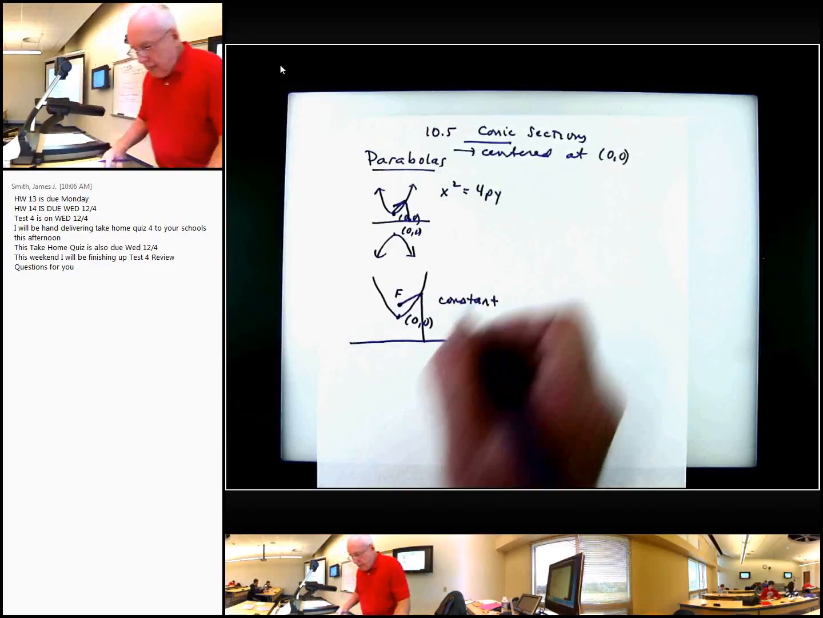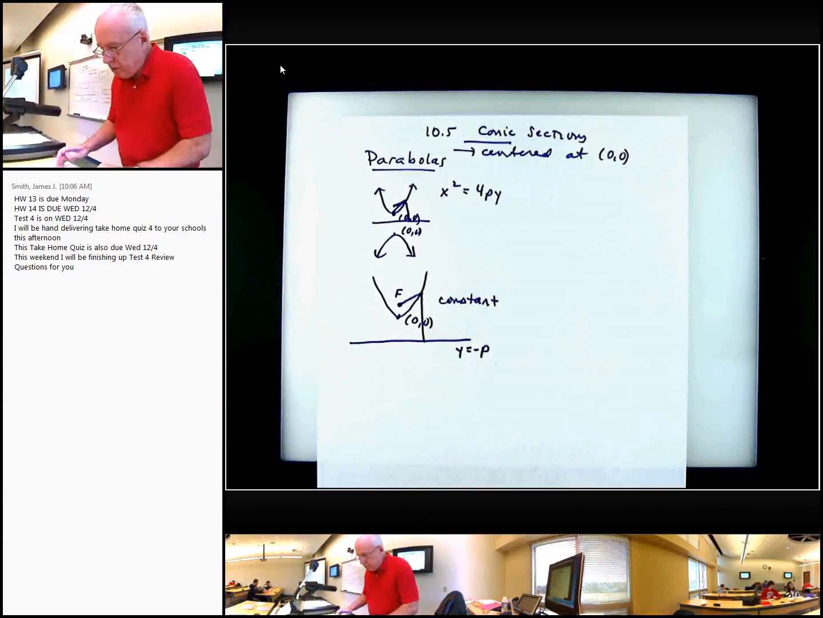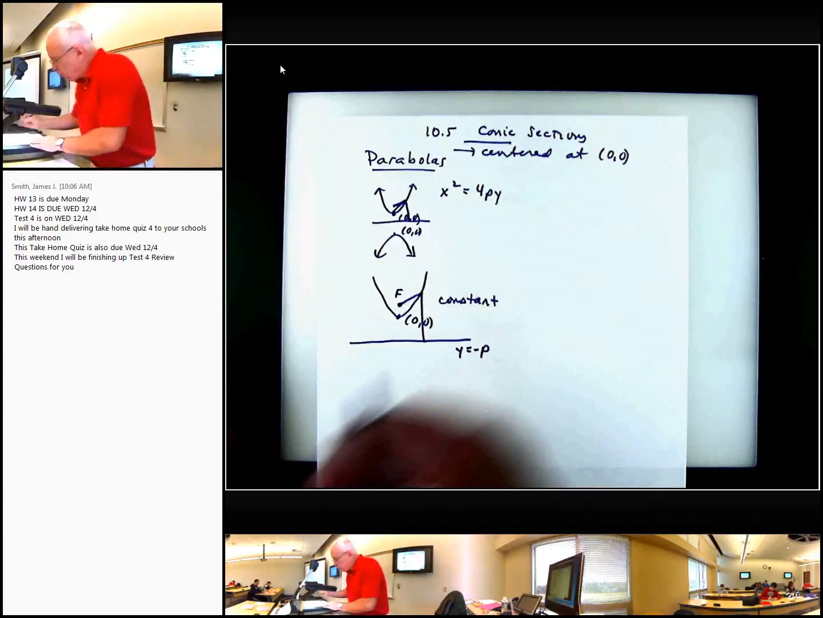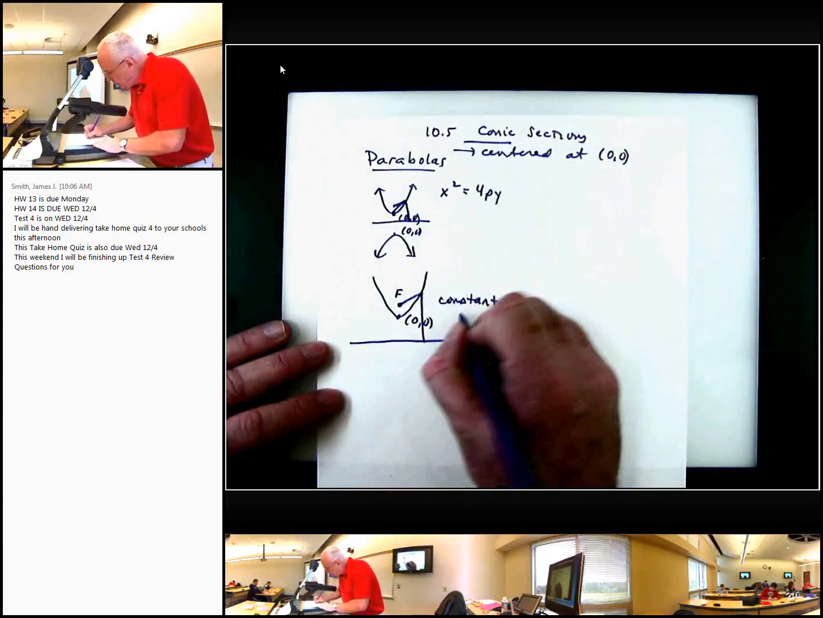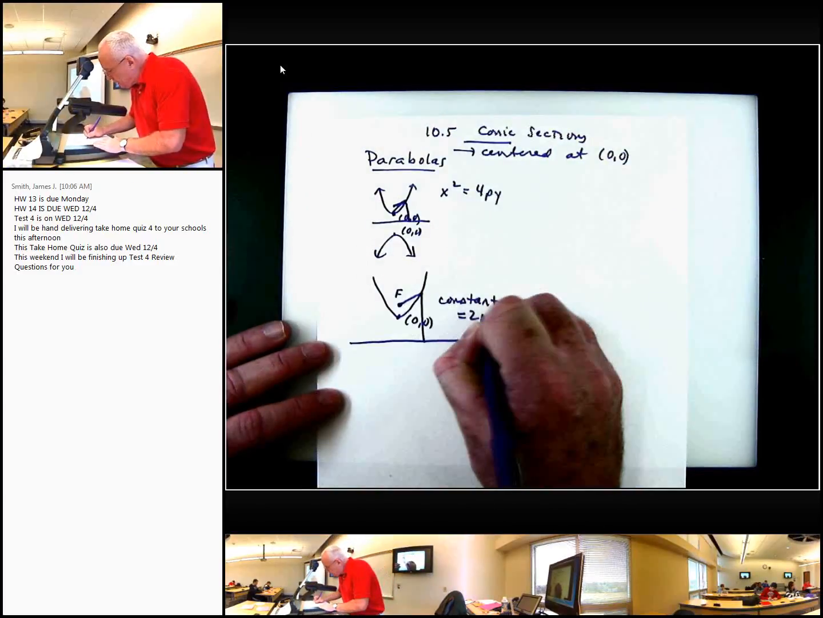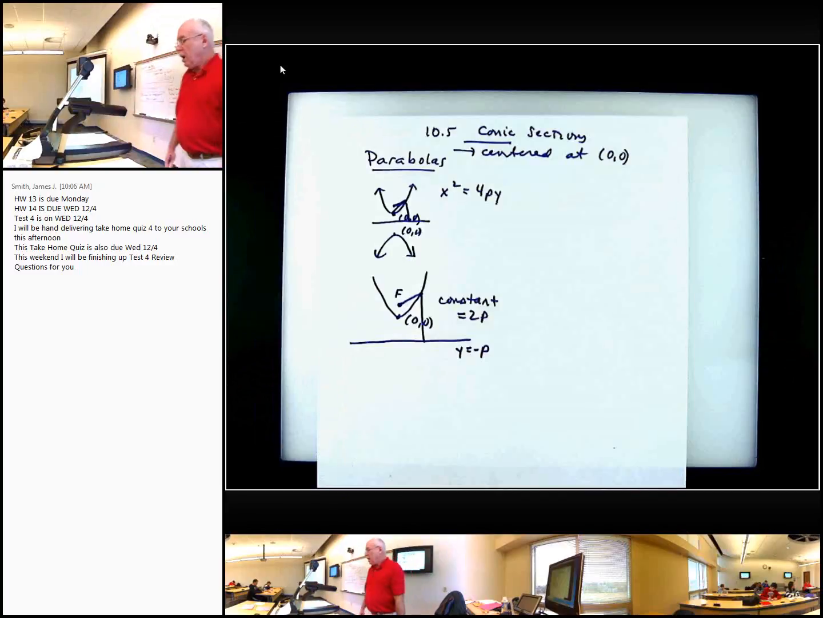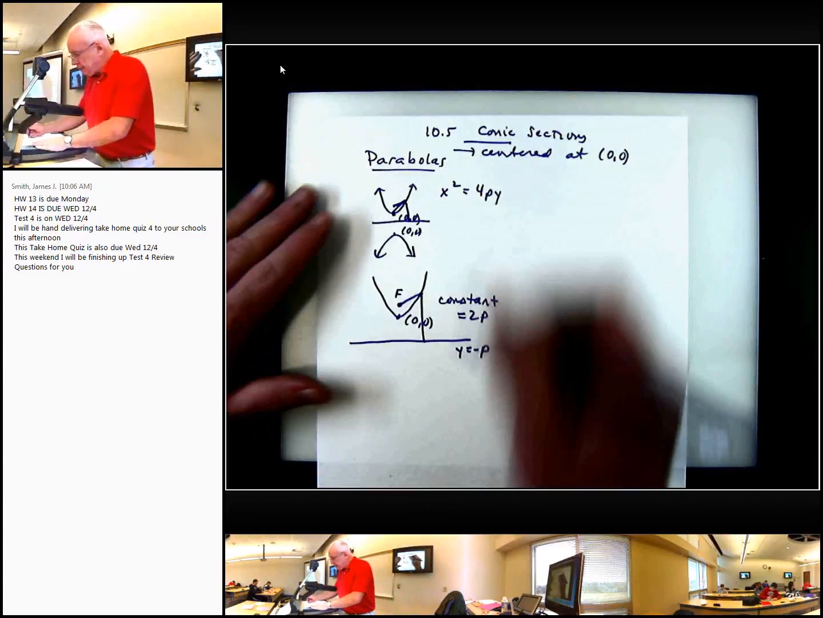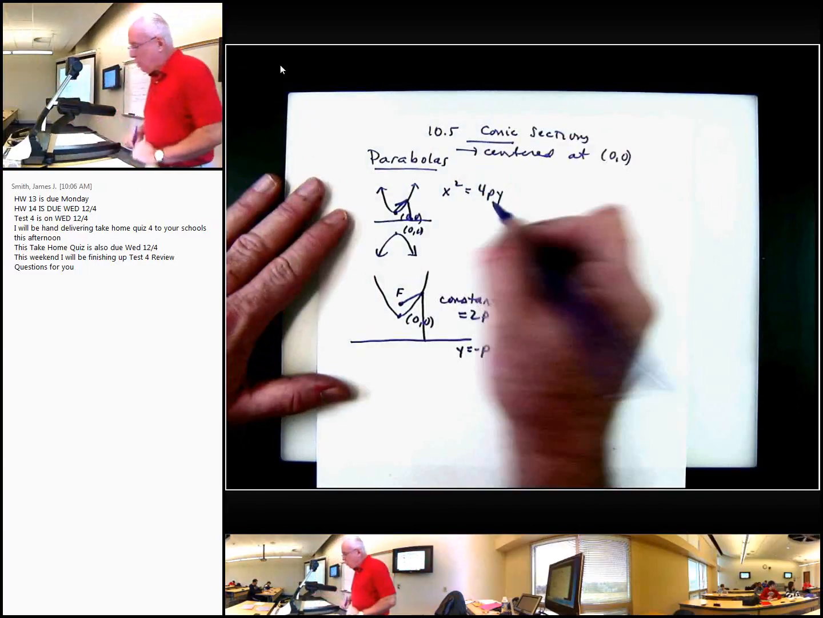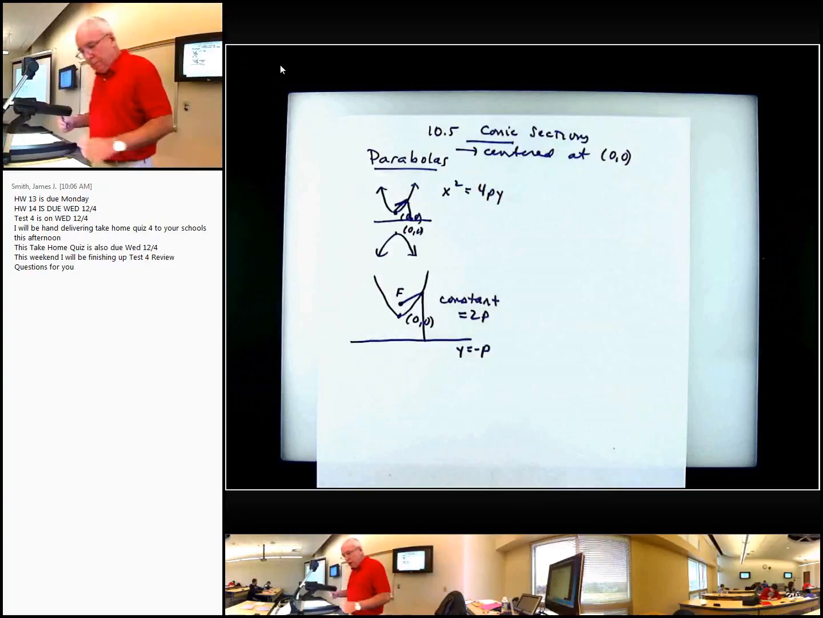All right. And we're saying that distance is 2p, equal to 2 times p. All right. Okay, now it's x squared equals 4py if it's going up or down.